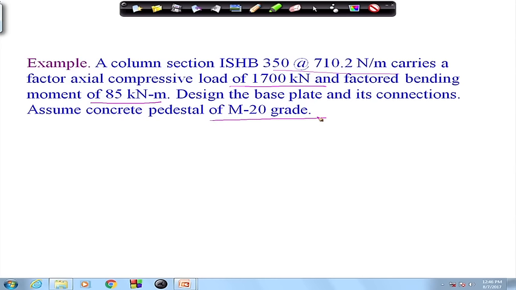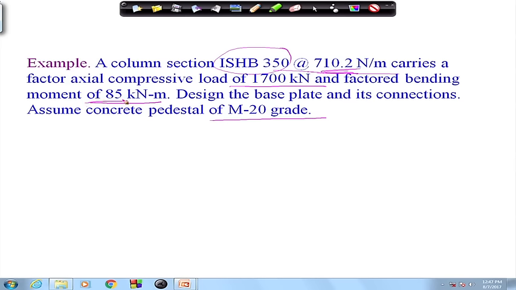Here you remember ISHB 350 has two different weights. We have taken ISHB 350 at 710.2 because with different weight its dimensions are slightly different. So, keep in mind that we are going to consider ISHB 350 at 710.2, and the compressive load is 1700 kilonewton, and also we have added one moment, that is 85 kilonewton meter.